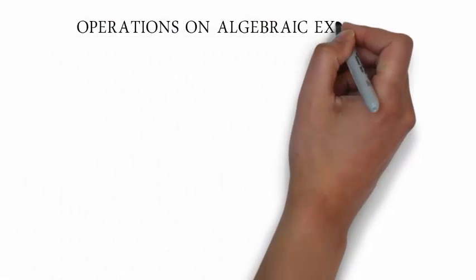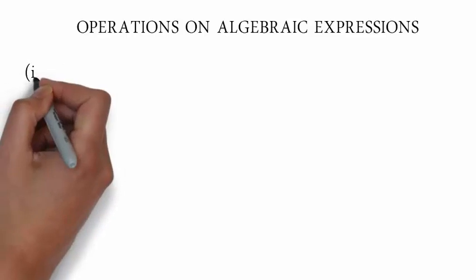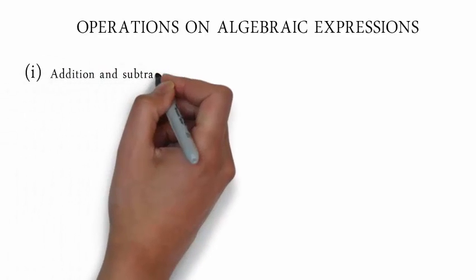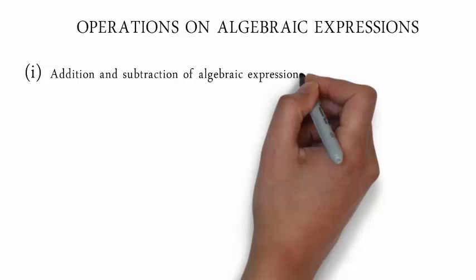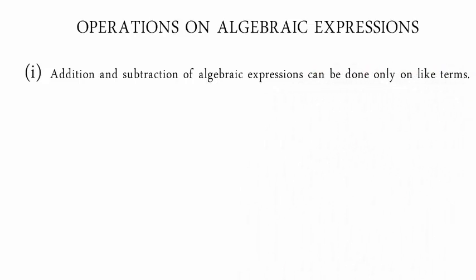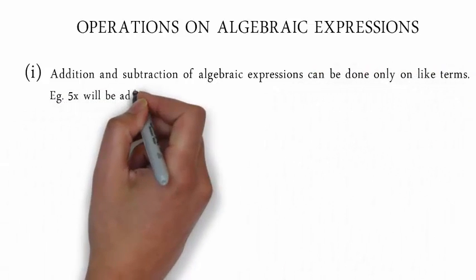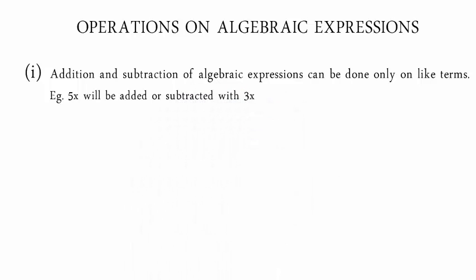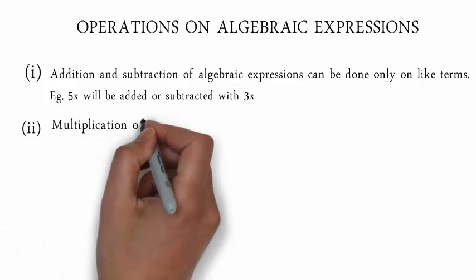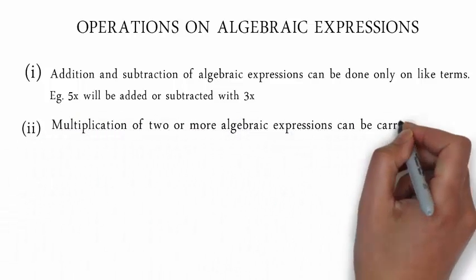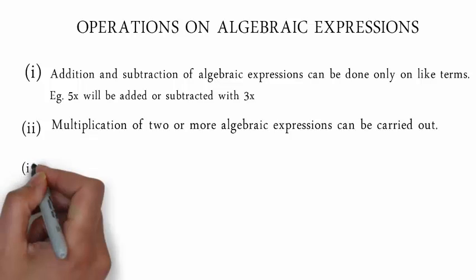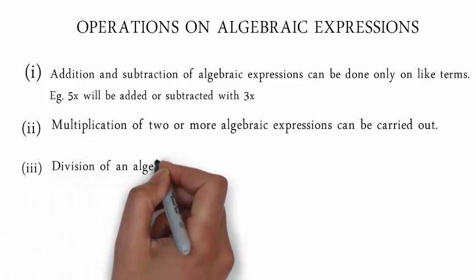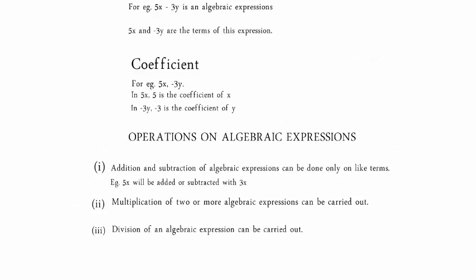Operations on algebraic expressions. First, addition and subtraction of algebraic expressions can be done only on like terms. Example, 5x can be added or subtracted with 3x. This is a like term. Second, multiplication of two or more algebraic expressions can be carried out. Third, division of an algebraic expression can be carried out.